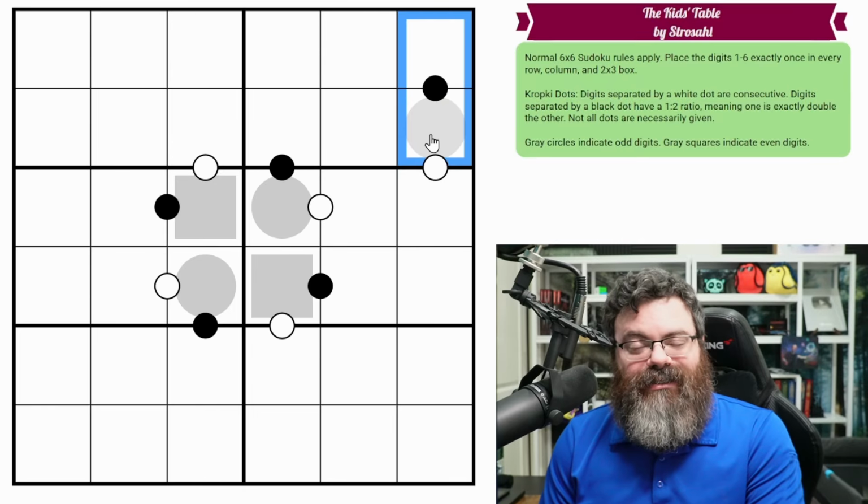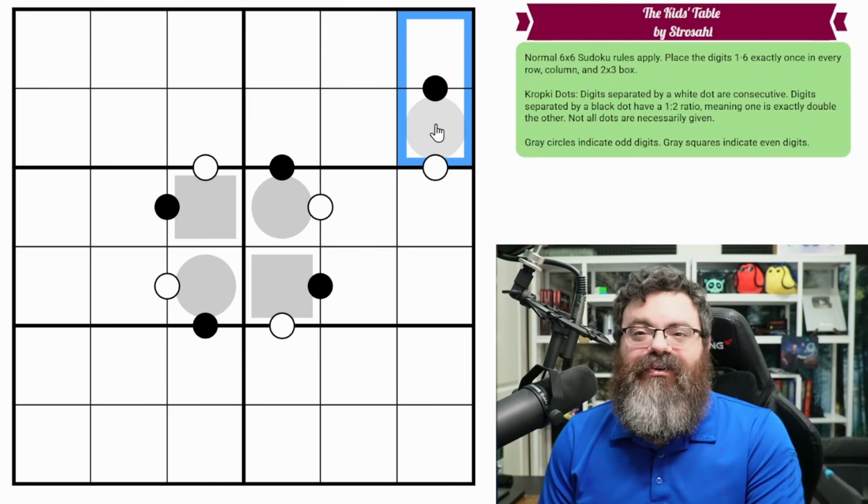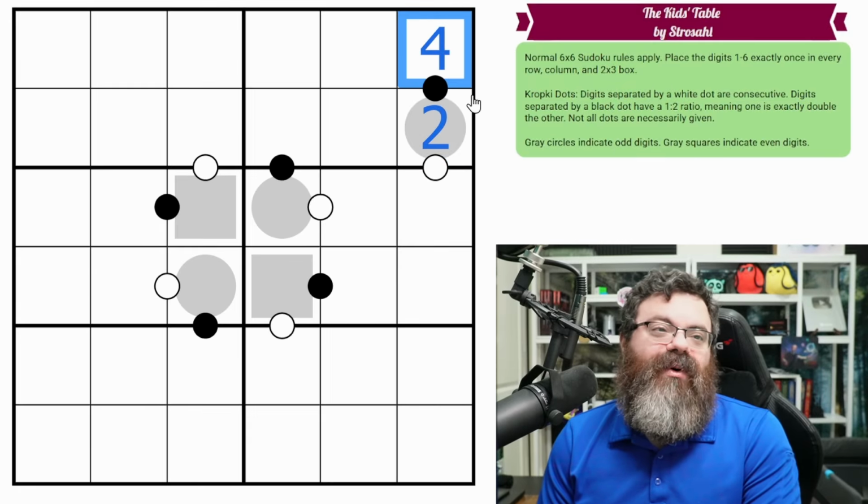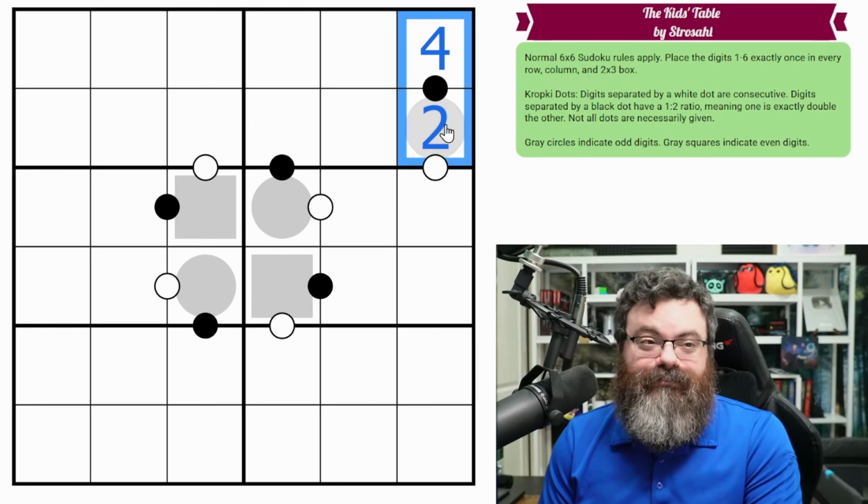Across a black dot, we have a 1 to 2 ratio, meaning one of the digits is exactly double the other. So if this was a 2, this could be a 1 because 2 is double 1, or this could be a 4 because 4 is double 2.